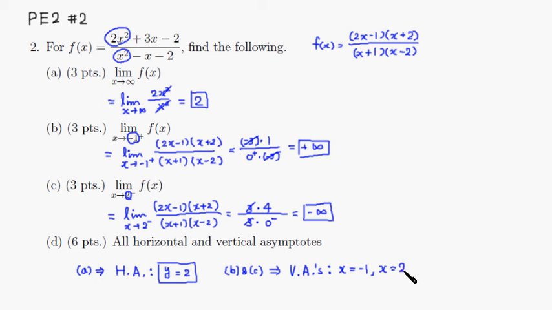Just to comment: if one of these two limits doesn't go to positive or negative infinity, there is no vertical asymptote there. It has to go to either positive infinity or negative infinity in order to have a vertical asymptote. But anyway, this was practice exam problem number 2. I hope that this was clear.